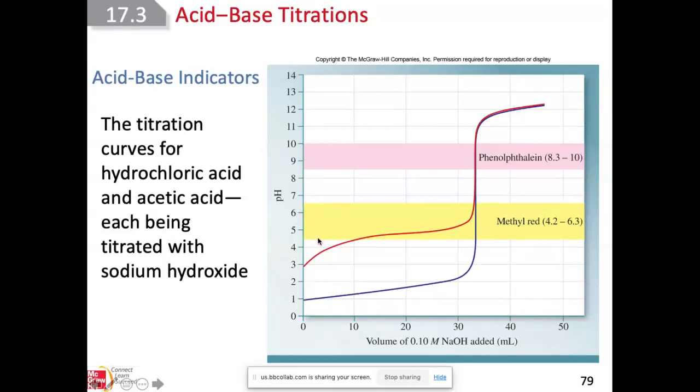And so that's the range where our equivalence point will happen. That means we have to choose an indicator that will change color around that range. Take a look at phenolphthalein: it changes color at 8.3, and the pH range is 8.3 to 10. You see methyl red, 4.2 to 6.3. So what is really more suitable for those two titrations is phenolphthalein.